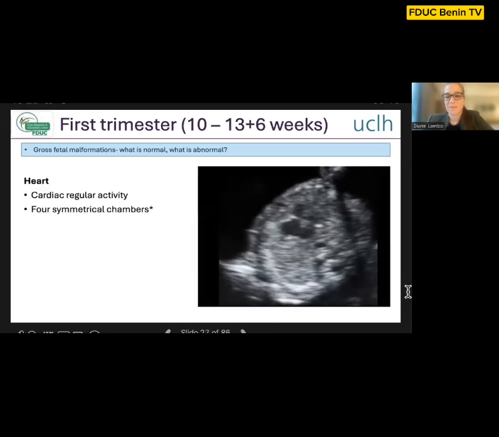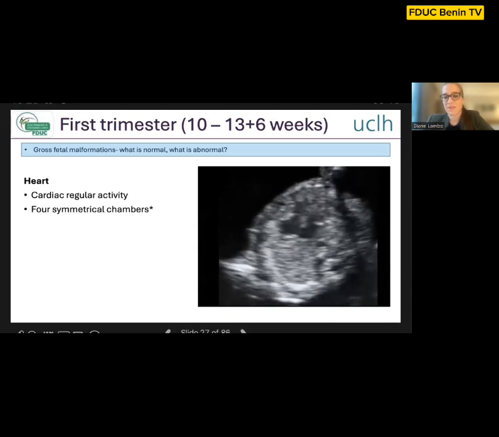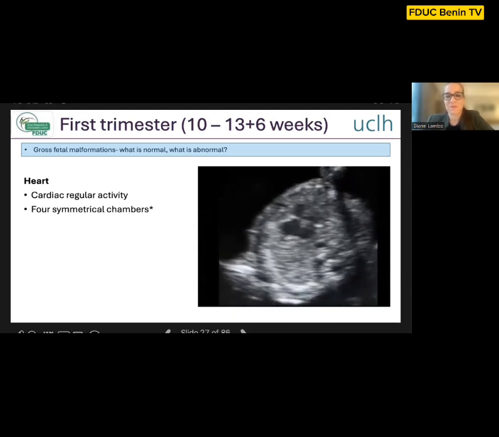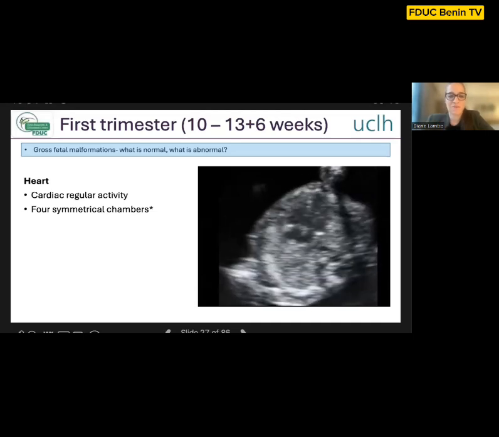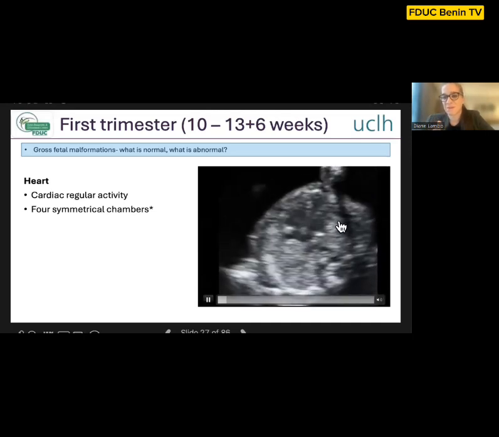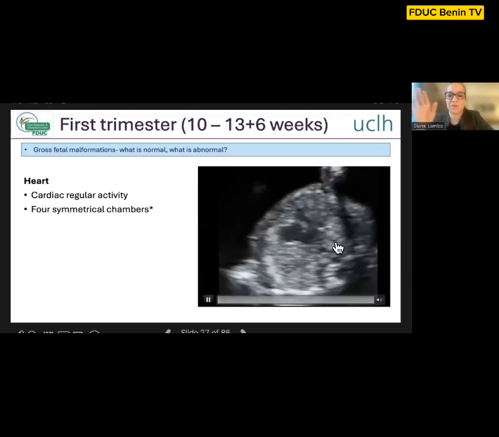Now, when you examine the heart, and interestingly, ISUOG recommends examining the heart in grayscale, I typically recommend applying Doppler in the first trimester in order to be able to demonstrate biventricular filling. What you can see here is, first and foremost, the heart is beating. Second, that the axis of the heart is correct. It's pointing off towards the left.